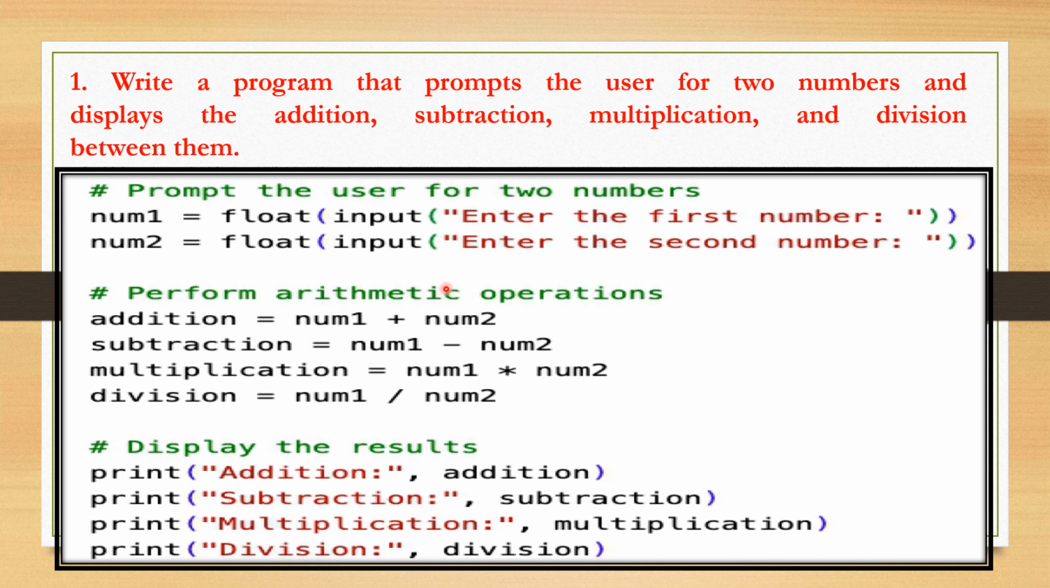Next we perform the arithmetic operations using the given numbers: addition, subtraction, multiplication and division. Finally, the results are stored in separate variables, that is addition, subtraction, multiplication and division. And we use the print function to display the results to the user. Please note that the program assumes the user will input valid numbers. In case the user enters non-numeric values, the program will raise a value error.